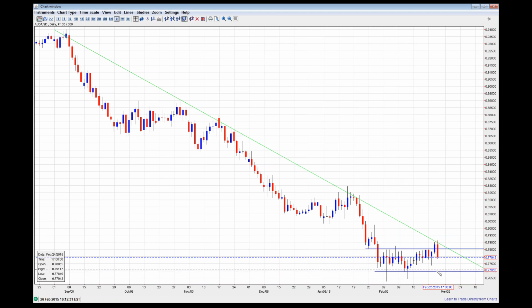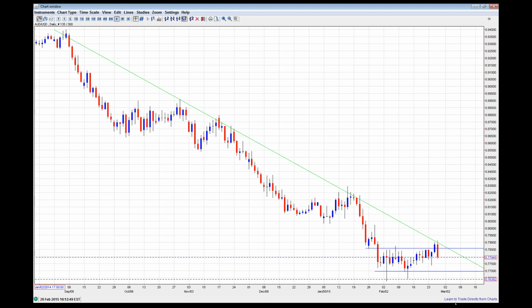And then if it can break below there, below basically clearing this consolidation pattern that formed since late January, that would be a sign that this downtrend will continue. So really just have to keep on watching that.